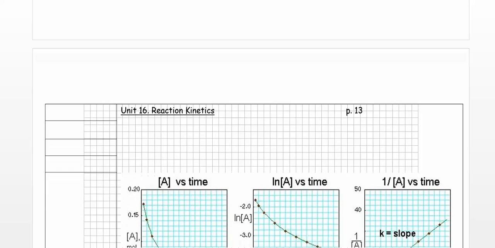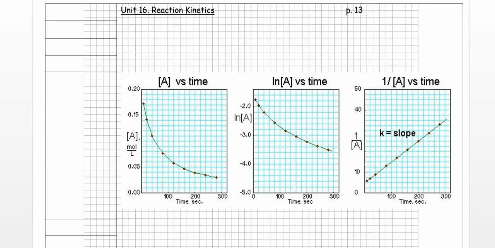From a graphical point of view, if we look at concentration versus time for a second order reaction, we do not get a straight line. If we look at the natural log of the concentration of A versus time, again, no straight line. However, if we look at the reciprocal of the concentration versus time, we get a straight line and it has a positive slope. So we don't have to take the negative of it. K is just equal to the slope.